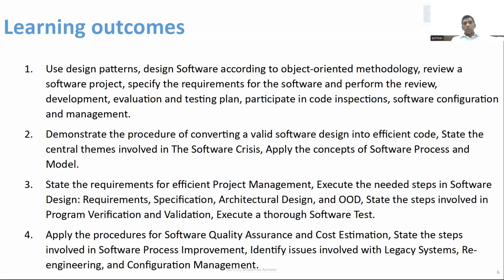And if you look at the learning outcome, as in what is the expectation after you complete this unit, there are 4. Use design patterns, design software according to object-oriented methodology. So we are looking at design patterns. That itself is one big unit. And then there is object-oriented principles and coding. That's another big area. And also we are looking at project management, another big area, in fact. Then we have requirement gathering, things like UML and, noting down what the customer wants in a way the developers can understand.